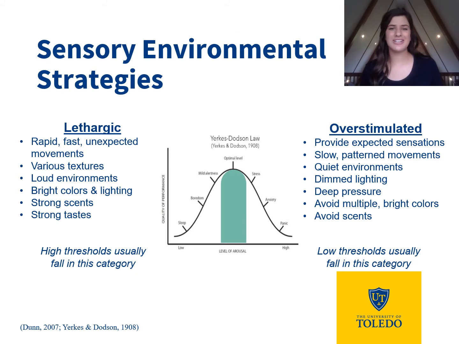On the slide, you'll see Yerkes-Dodson's law displayed in the graph. This law is in regards to the level of alertness. On the left end, you have principles such as sleep and boredom, and then on the right end, you have principles such as panic, anxiety, and stress. In the middle, you have the optimal level, which is displayed in the green outline. I'll call this the green zone throughout the rest of the presentation. The green zone is where an individual should be to be most productive.